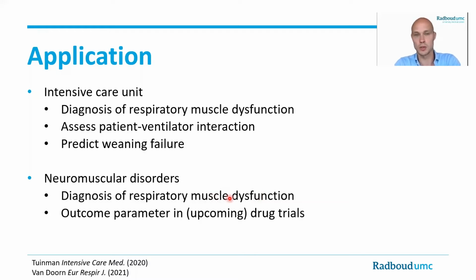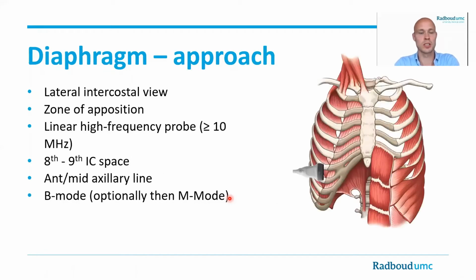Here it's used to diagnose respiratory muscle dysfunction. Primarily the diaphragm is scanned here, and it's a more sensitive tool to diagnose diaphragm dysfunction than other tools like needle EMG or chest x-rays. It's an important tool to use, and it can be used as an outcome parameter in, for example, drug trials that are being studied. So first, let's start with the diaphragm.